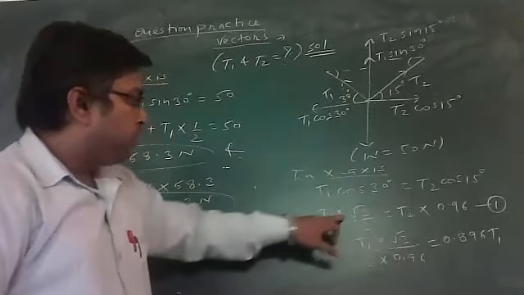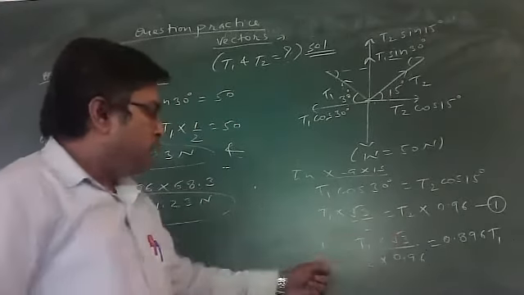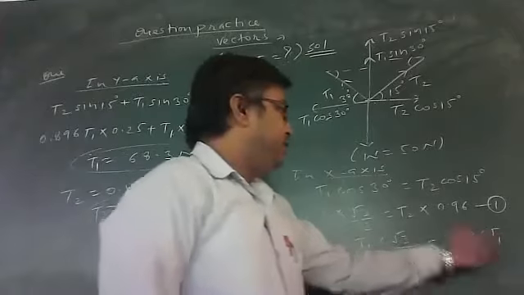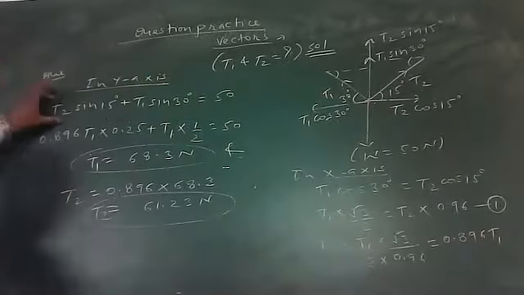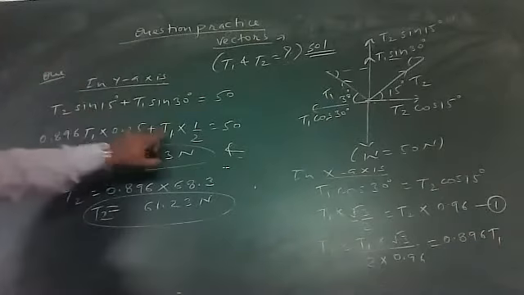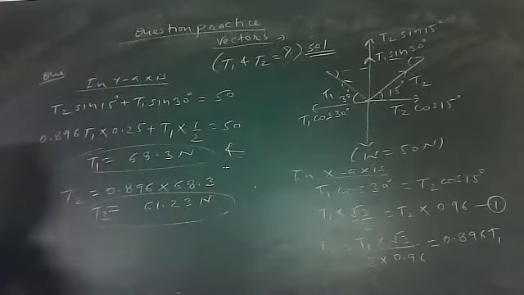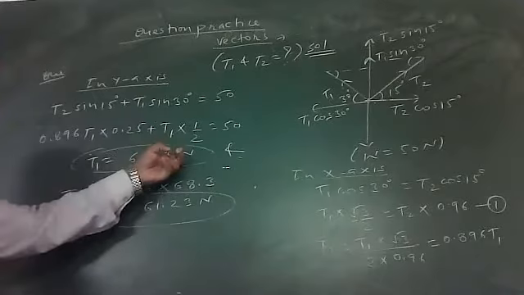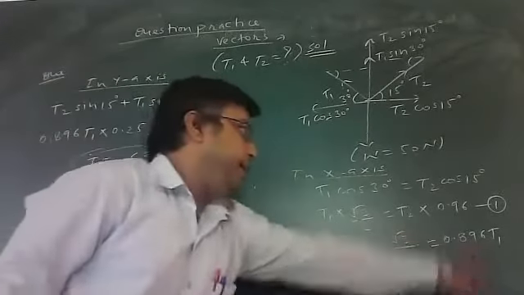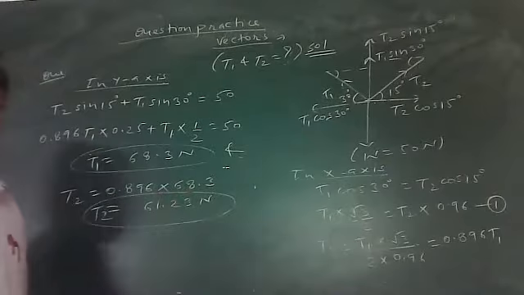T2 is equal to T1 root 3 by 2 at 0.96. Root 3 is 1.732. If you resolve, you will get 0.8961. Place this value. Right here, T2 is 0.8961. Sin 15 is given as 0.25, T1 sin 30 is 1 by 2, equal to 50. Resolve from here, you get the value of T1. T1 is equal to 16.3. Then T2 is 0.896 of T1, so you will get 61.23 Newton.